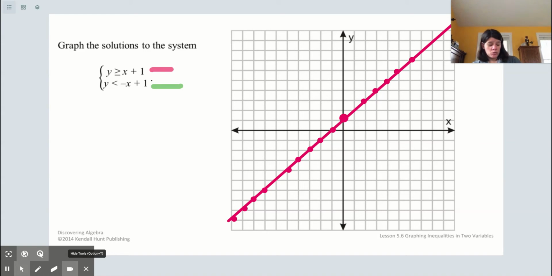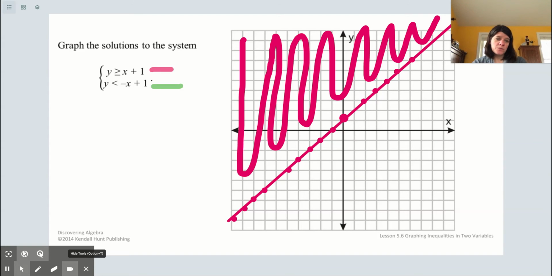And I want greater than, which is going to be the y values that are greater. So they shade up above the line. Okay, so that pink graph is the graph for y is greater than or equal to x plus 1.